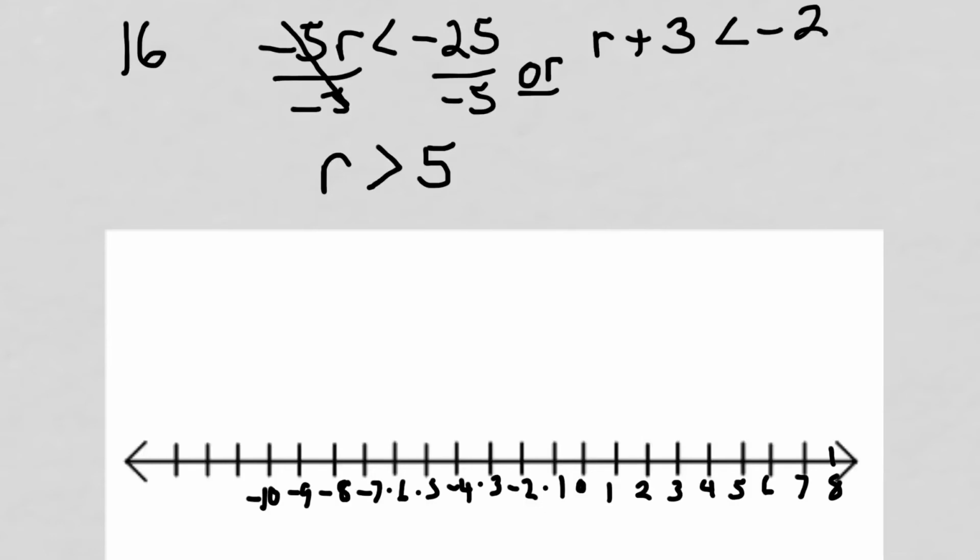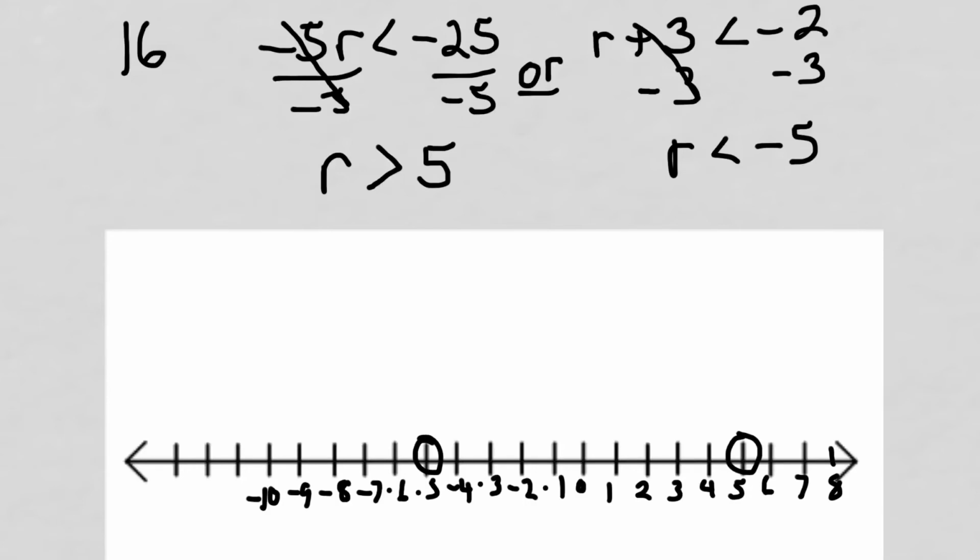On the right side, we've got r plus 3 is less than negative 2. Hope you see that this was a quick fix. You want to subtract 3 from both sides. You're left with r is less than 2 minus 3, which is going to give you negative 5. On this one, they're both less than and greater than signs, so they're both going to be open circles, one at the negative 5 and the other one at the positive 5.